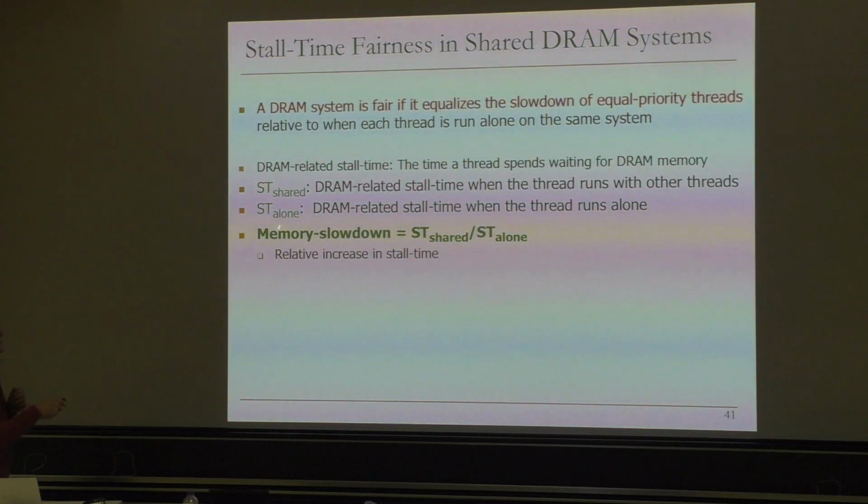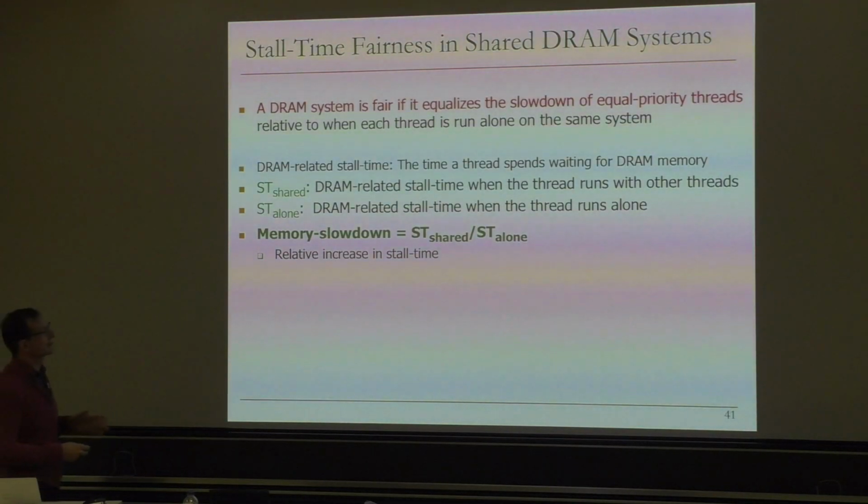And then you have two different types of this stall time. One is stall time shared. That's the DRAM related stall time of the thread when the thread runs with other threads, when it's running together with many other threads in the system. And you also have stall time alone. That's the DRAM related stall time of the thread if the thread is running alone. And the memory slowdown is defined as stall time shared divided by stall time alone. And that's the relative increase in stall time, basically.